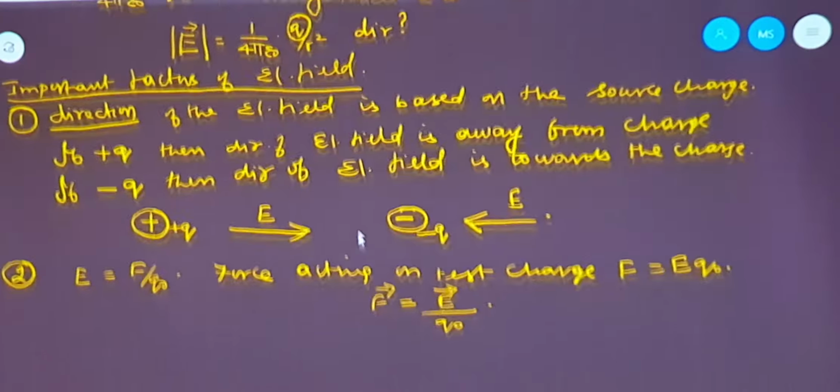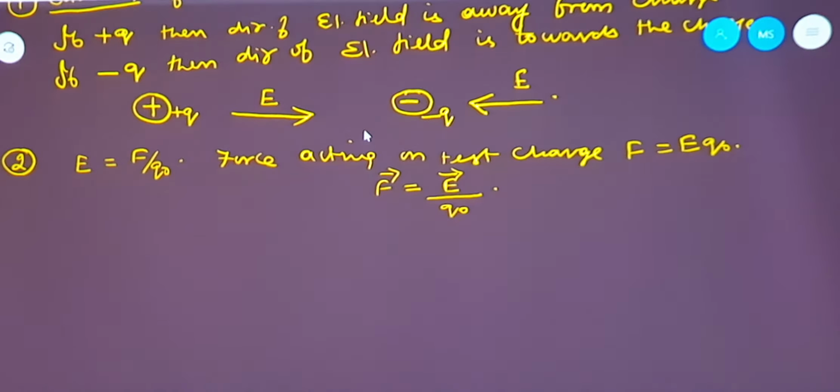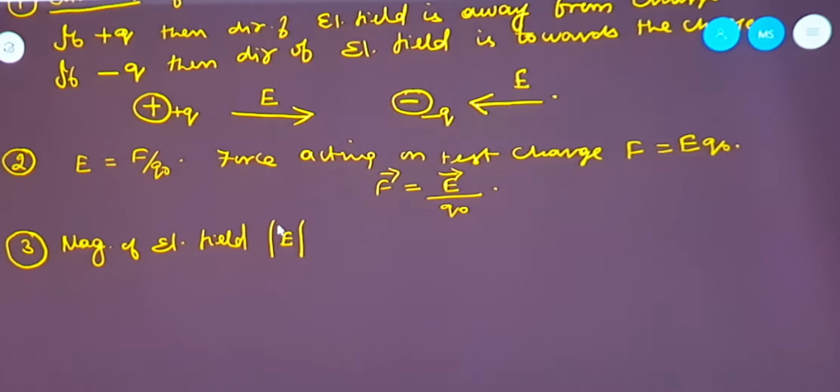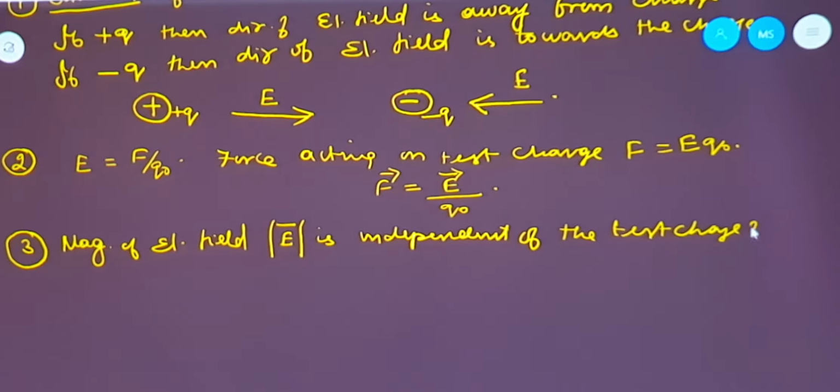Let us go for the third one. The third one is the magnitude of the electrical field. The magnitude of electrical field is the modulus of E vector. This modulus of E vector is independent of what? It is independent of the test charge Q0.